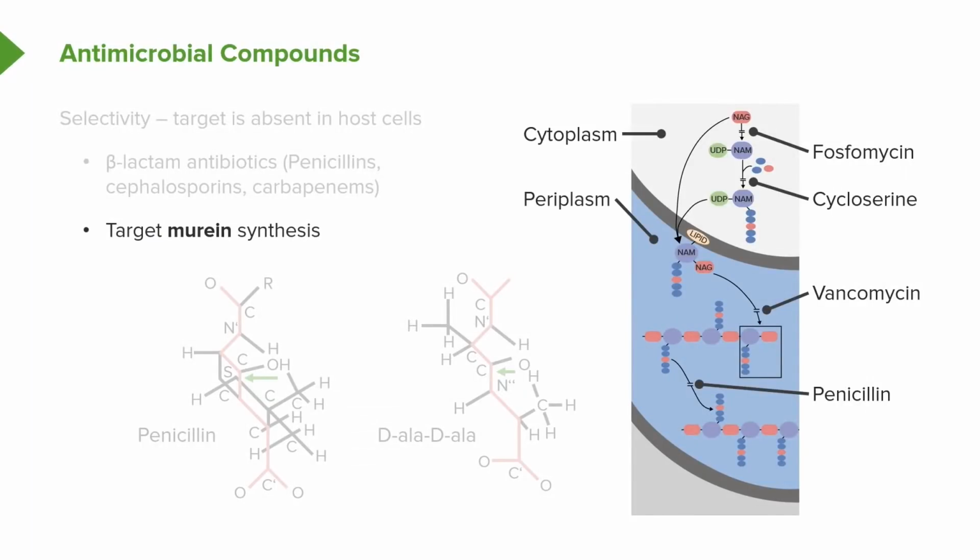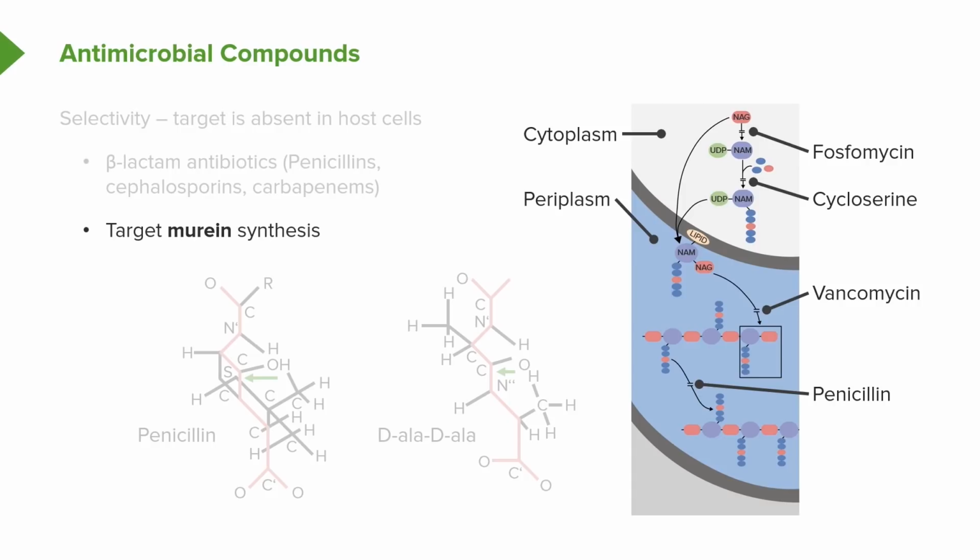In gram-positive bacteria, this forms a thick layer on the outside of the bacterium just above the cell membrane. And it's composed of sugar molecules joined together and cross-linked by amino acids of short length. On the right of this slide is a diagram of the synthesis of murein. Murein is exclusive to bacteria. It does not occur in eukaryotic cells.